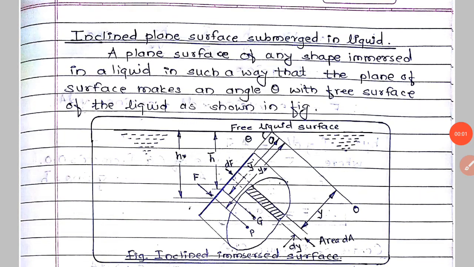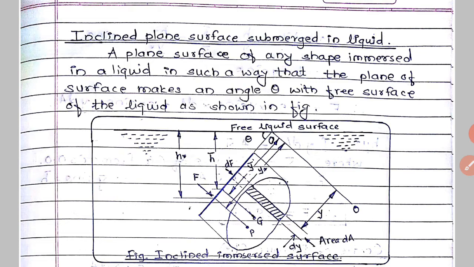In the previous lecture, we have seen fluid statics, total pressure and center of pressure, and the expression for a vertical plane surface submerged in liquid. In this lecture, we are going to see the expression for an inclined plane surface submerged in liquid. That is, here we are going to obtain the total pressure force acting on an inclined plane surface and the position of the center of pressure, S star, for the inclined plane surface.